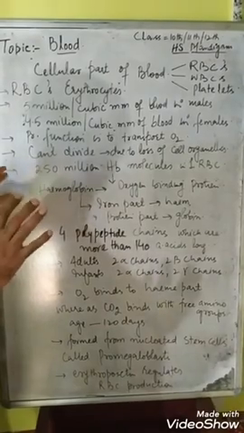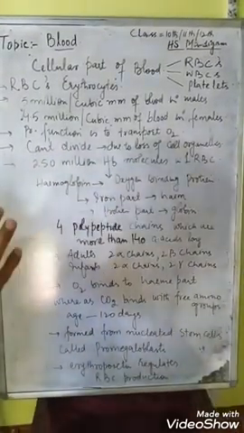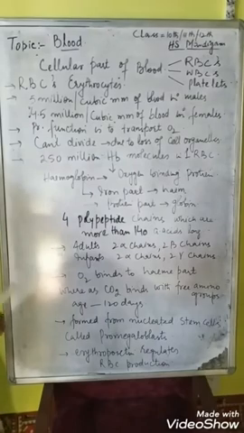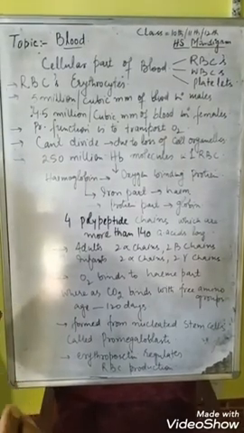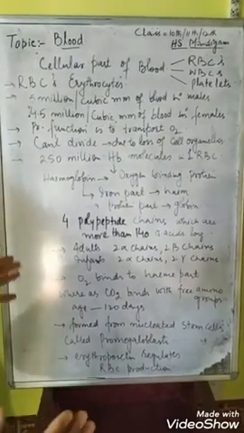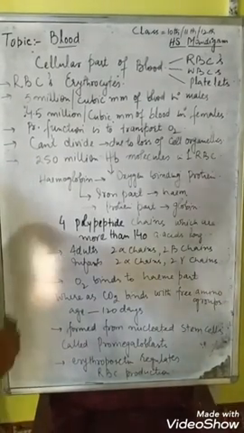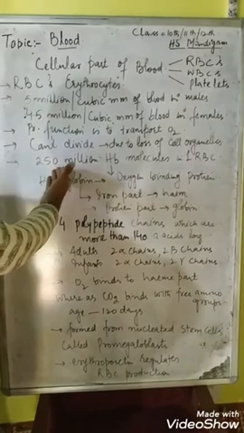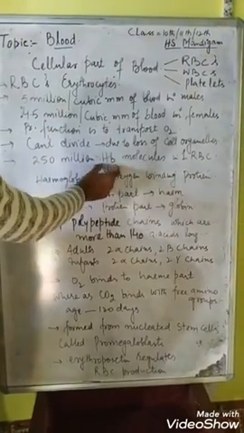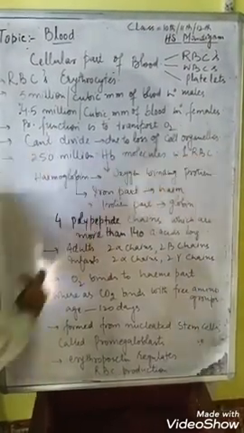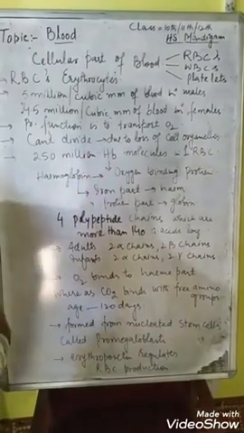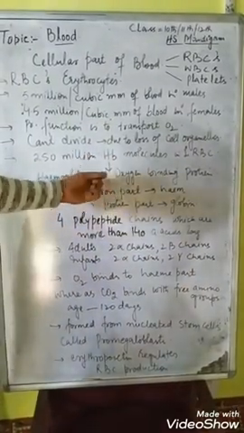So they attain the shape of a biconcave disc. That's why it becomes easy for the RBCs to flex and move through the blood capillaries, and even very fine blood capillaries, they can move easily. Now there are around 250 million hemoglobin molecules in one RBC. So what is this hemoglobin? Hemoglobin is actually a protein.